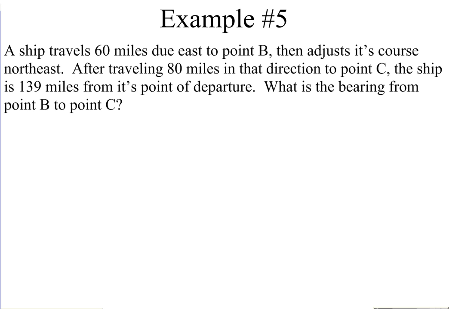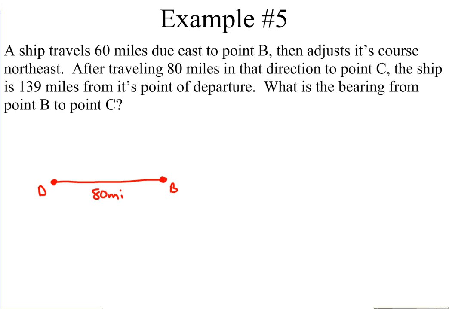Example 5, a ship travels 60 miles due east to point B, then adjusts its course northeast after traveling 80 miles in that direction to point C. The ship is 139 miles from its point of departure. What is the bearing from point B to C? First thing I'm going to do once again is draw a picture of this situation. Here's its point of departure. Begins traveling due east. That means straight east to point B.